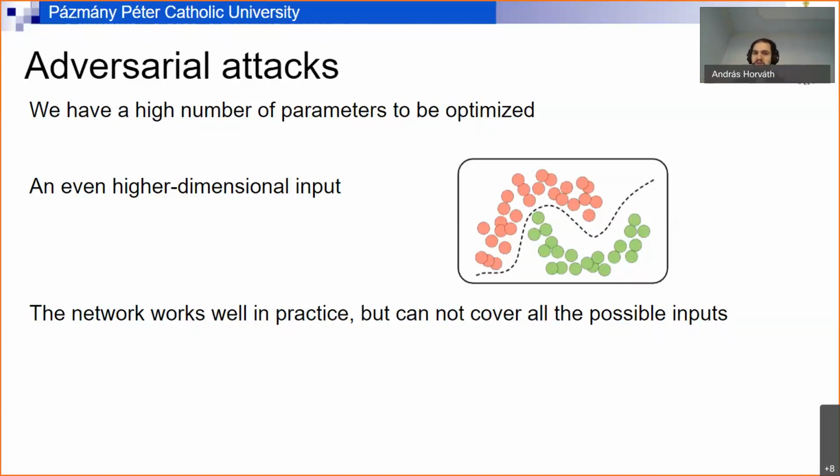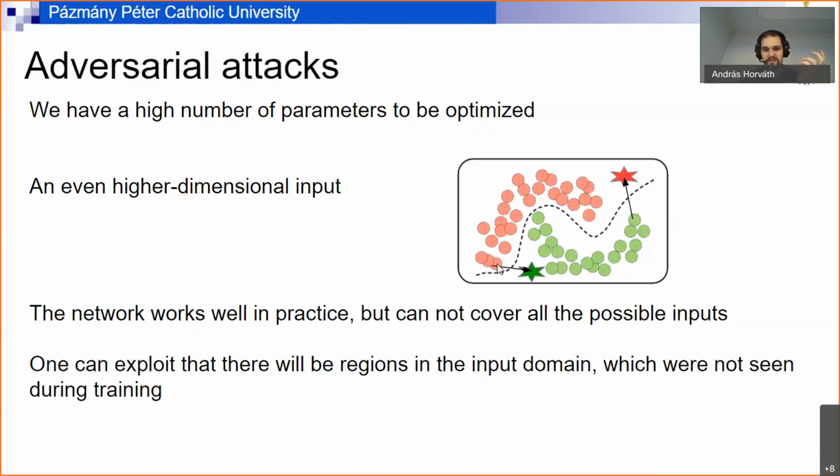There might be inputs which will never appear in practice, but you can just deliberately construct such, and you can find a transformation which will move this red dot to the other side of the classification boundary and cause misclassification. And it's fairly easy to do in practice.